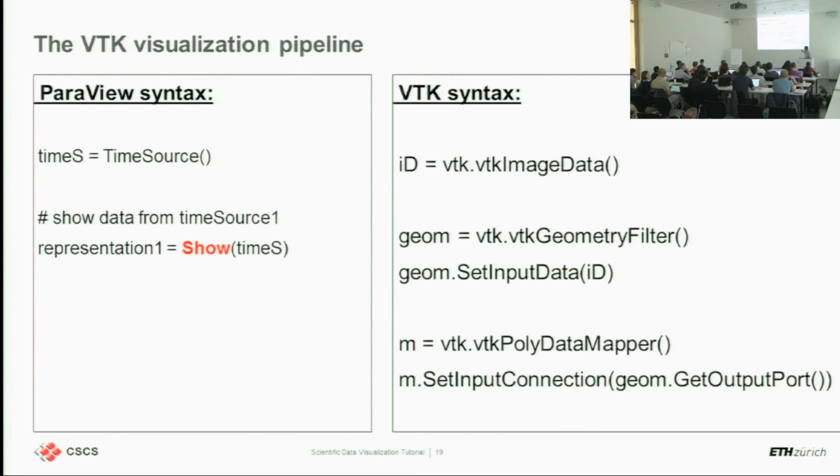And here I have a little bit of a different syntax, set input connection. And here I have set input data. I will explain why there's a difference. But you can see that the geometry output is the input of the polydata mapper.